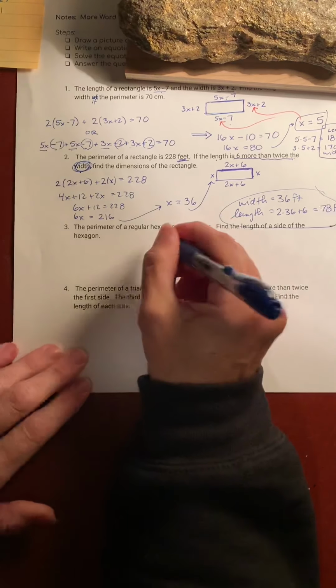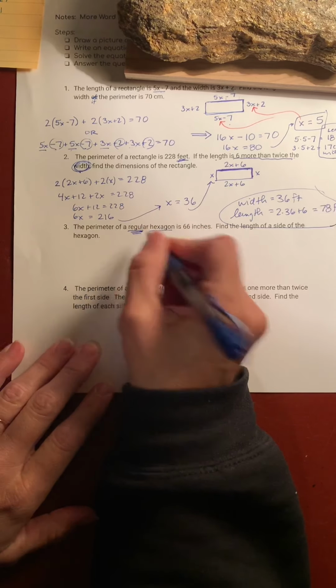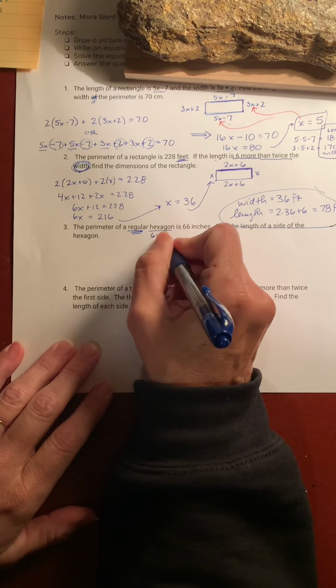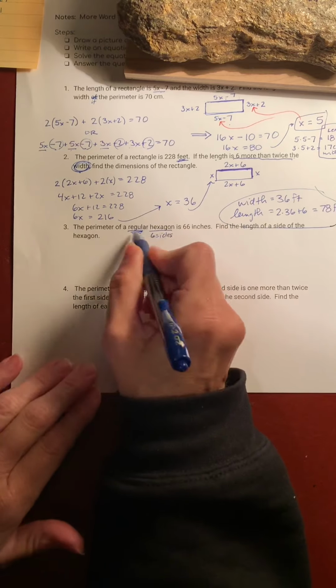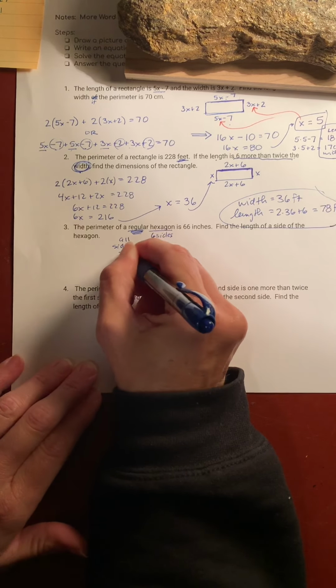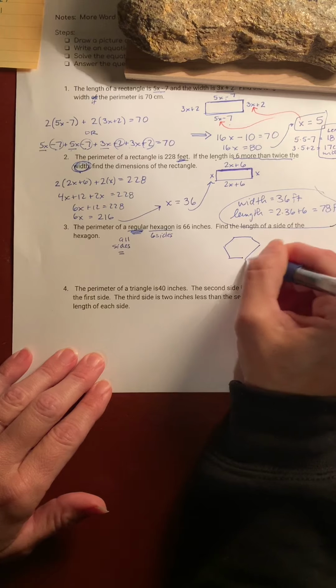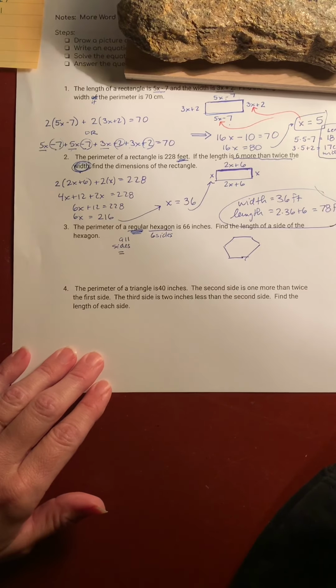Okay, now we've got a hexagon. So another thing I didn't tell you was what the word regular means. Well, if a hexagon is 6 sides, being regular means all the sides are equal. If it wasn't this way, I wouldn't be able to figure it out. So first let me draw that picture, a 6-sided figure. Oops, not a great picture, but that's okay.